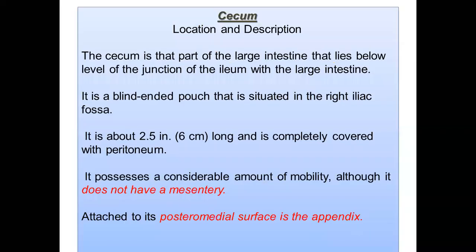Now, the first part of the large intestine is the cecum. The cecum is that part of the large intestine which lies below the level of the junction of the ileum, and it forms the beginning point of the large intestine. It's a blind-ended pouch situated in the right iliac fossa, which is its anatomical position. The length of the cecum is 6 centimeters, and it is completely covered with peritoneum.